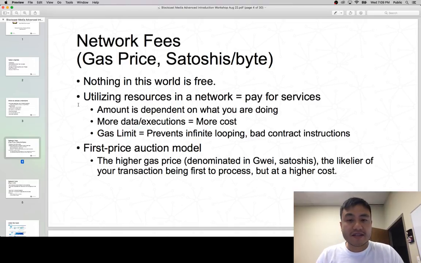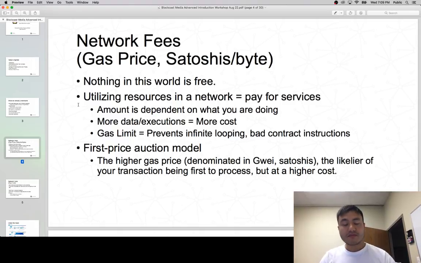So think of gas price as being kind of like when you go to the gas station, and the question is how much are people paying per liter or per gallon for gas? So obviously the higher that you pay, the faster it'll process in the network. The first price auction model works by whoever pays the highest gas price will get their transactions in a block before everyone else. Because if you're willing to pay more, the chances of you getting into a block will be a lot higher.